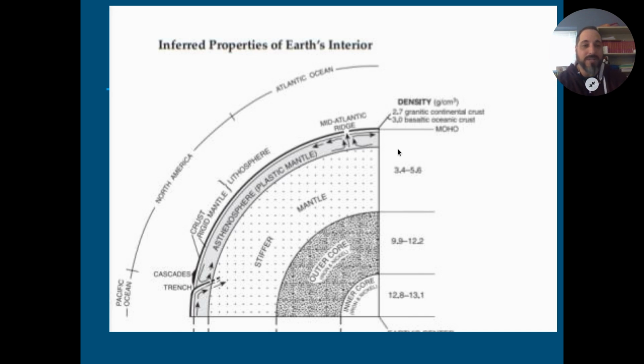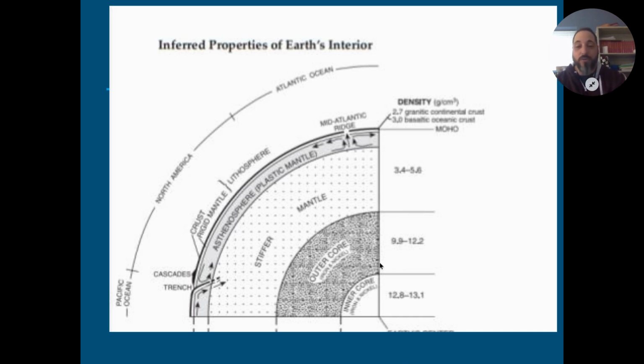And we call it the plastic mantle because it's not totally solid. It's kind of like taffy-like consistency. You can kind of bend it and move it. It's not fully solid. It's not fully liquid. Deeper than that, we go down to the stiffer mantle. So that's going to be a solid portion of the mantle. And we'll talk about some differences between that and the asthenosphere in a moment.